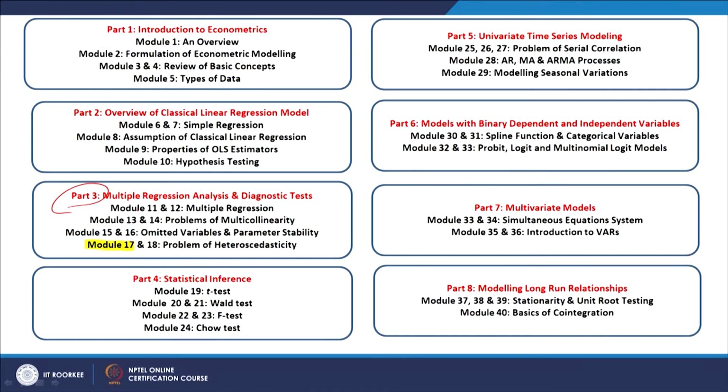This is module 17. Module 17 is part of part 3. This deals with multiple regression analysis and several diagnostic tests. So, once we are through with the discussion of multiple regression analysis, after that we discuss the problem of multicollinearity, which is a problem outside the CLRM assumptions, in that it does not as such violate any CLRM assumptions. Then we discussed omitted variable and measurement error problems, which actually can lead to biased and inconsistent estimators.